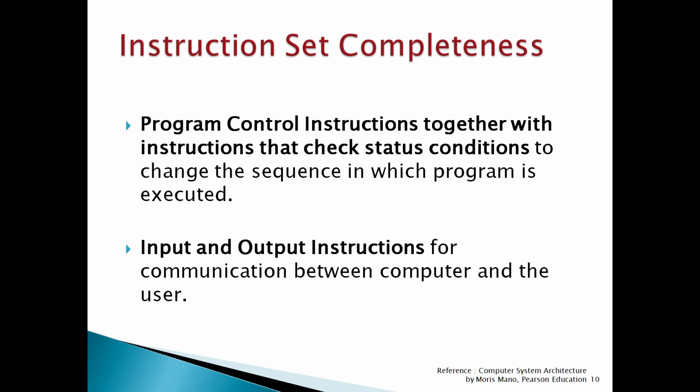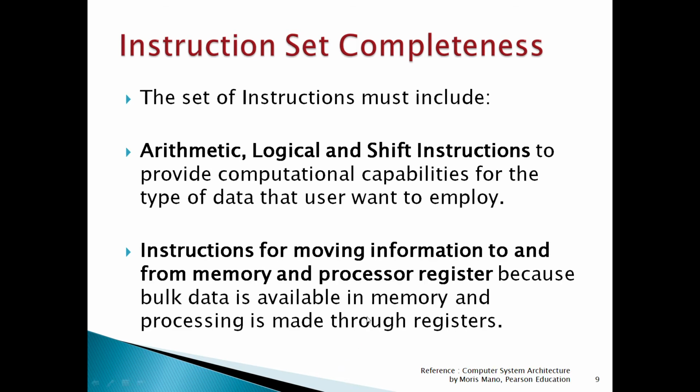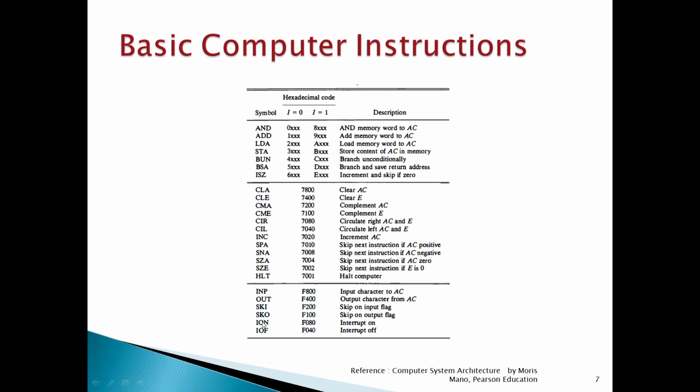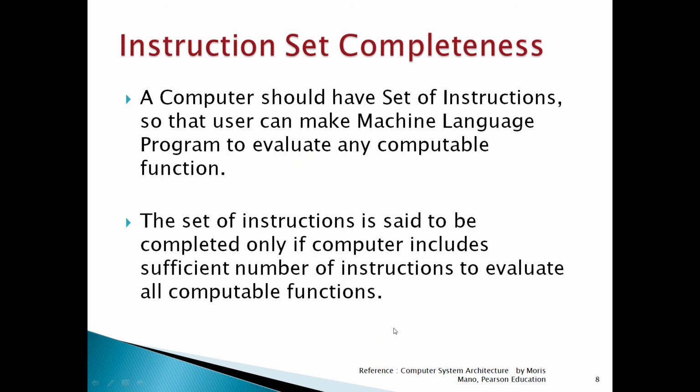Program control instructions, I already explained, that is skip if 0, skip if negative, skip if positive, and like this. And input output instructions, see here, this skip on the input flag, and the interrupt calls, they all are the input output related instructions. So we can say that fundamentally, our instruction set for this particular basic computer is complete and we can perform all the operations using this instruction set.